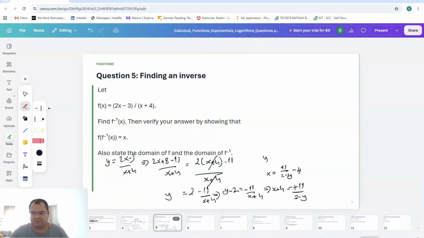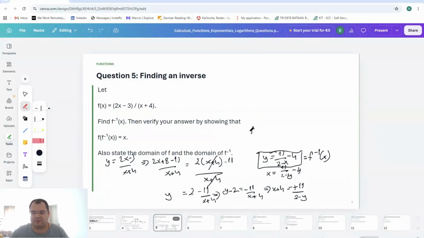And now we can swap x with y, y with x. Y equals 11 over 2 minus x minus 4. This is our inverse function, f to the minus 1. So then we need to prove that when they are composed, we will end up with x.